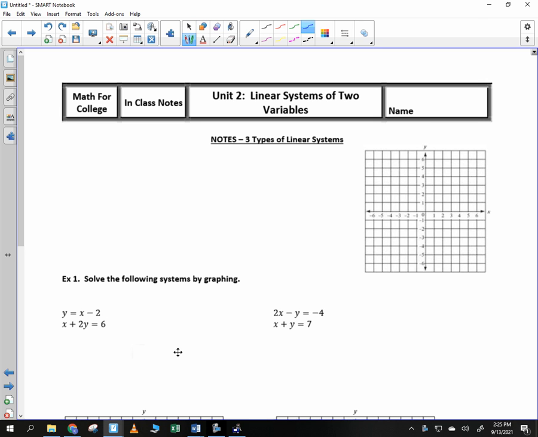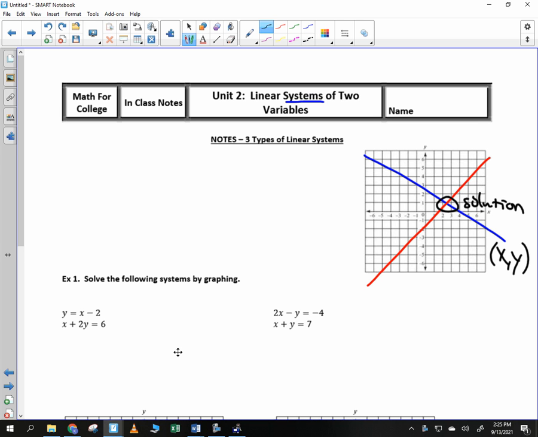Okay, we have been looking at linear equations of two variables, which means we graph them. If we're looking at a system, what that means is we are looking for the point of intersection that exists between two lines. So if we have one line, we have another line. This right here is the solution. It has an x value and a y value.